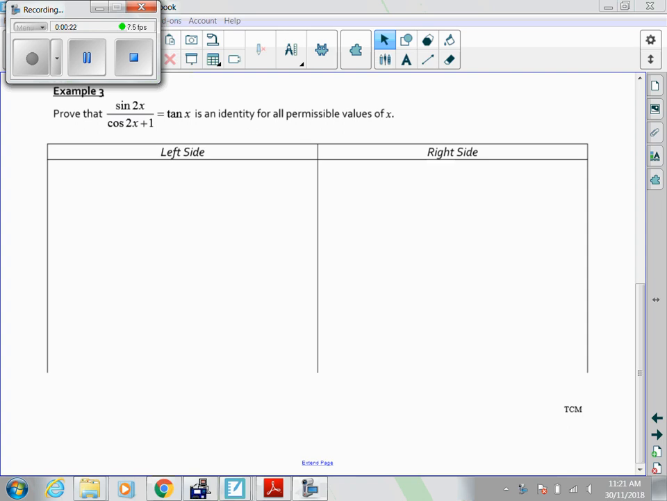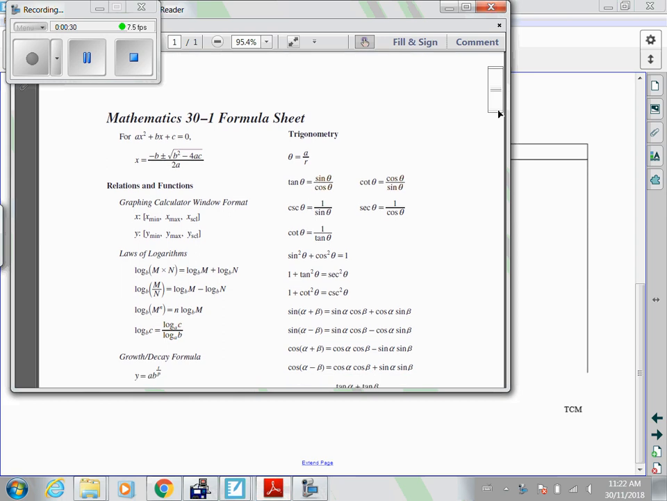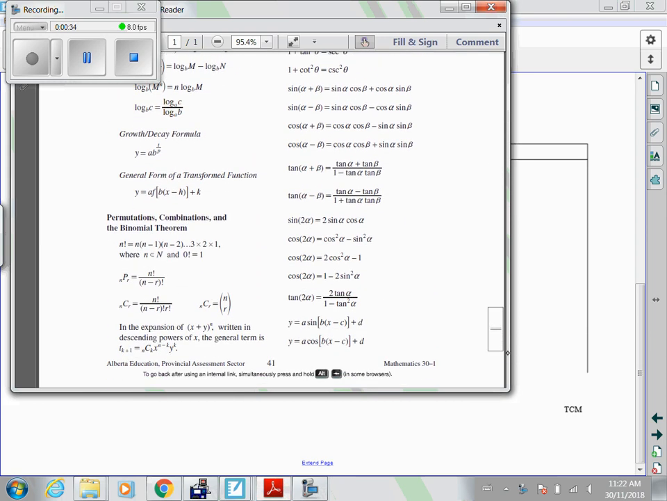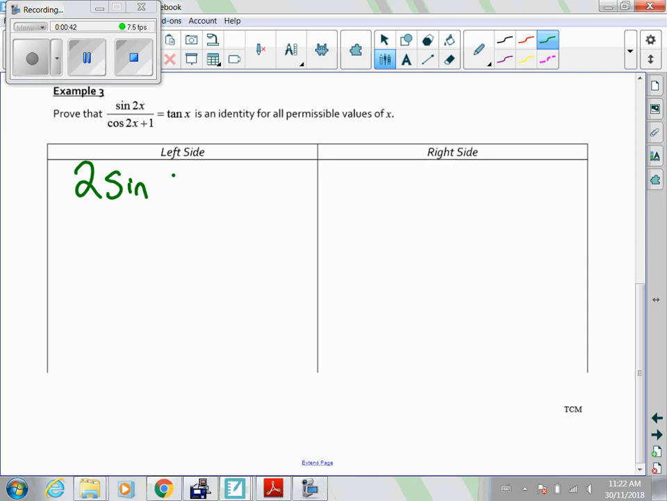Typically, whenever we have our b value in a question, we want to get rid of those right away. So I'm just going to click over to ye olde formula sheet here. And I can see that sine of 2a is 2 sine a cos a. So right off the bat, I can go, okay, this is 2 sine x cos x.